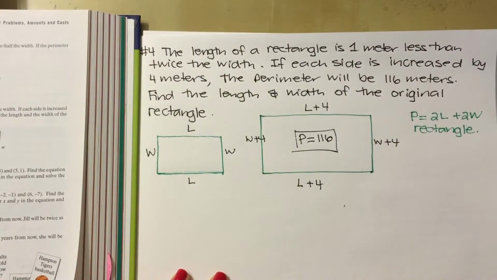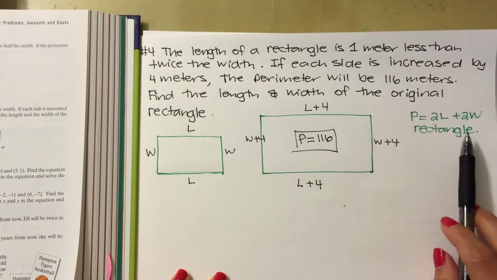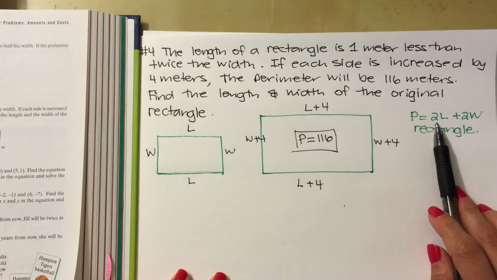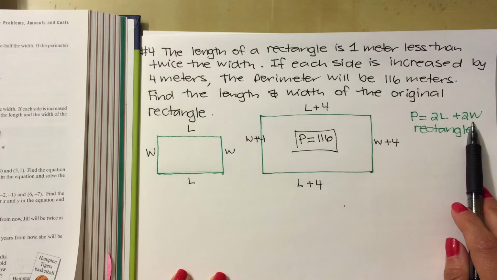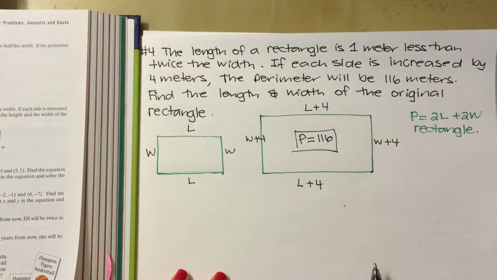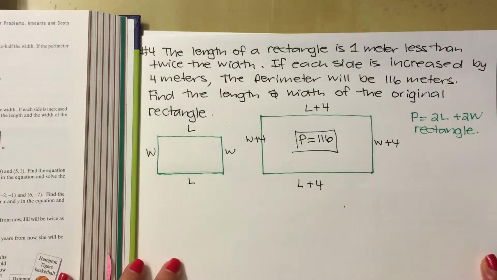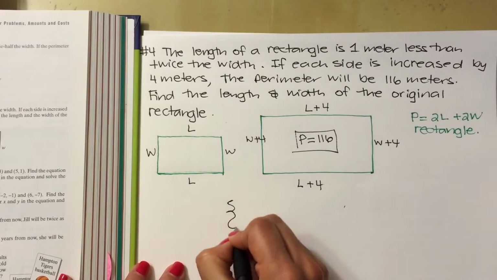Okay, then we need to remember the formula for perimeter of a rectangle, which is 2 times the length plus 2 times the width is equal to the perimeter. Since you have two variables, one for width, one for length, we have to write two equations. So let's see what the two equations are.